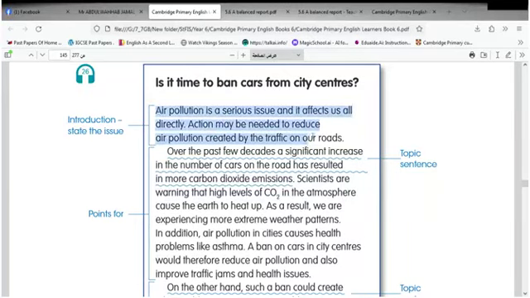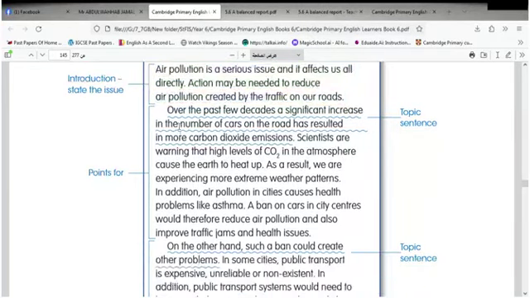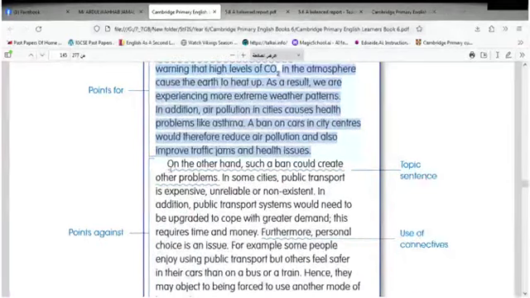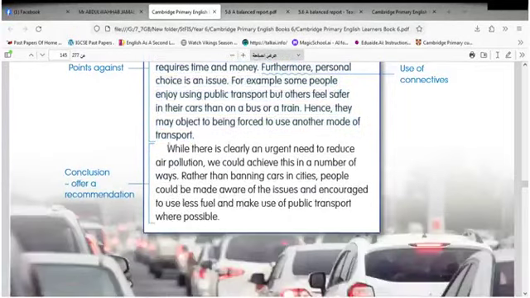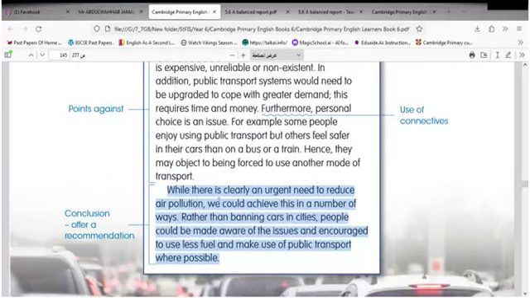First paragraph is the introduction. Second paragraph, that's body paragraph number 1, points for. And then I have body paragraph number 2, points against. And then I have a conclusion to recommend or suggest some solution about the problem.